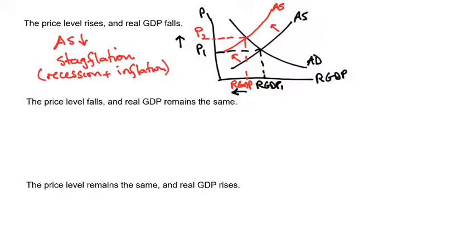The next one is a little bit different. In this case, we have the price level falls and real GDP remains the same.